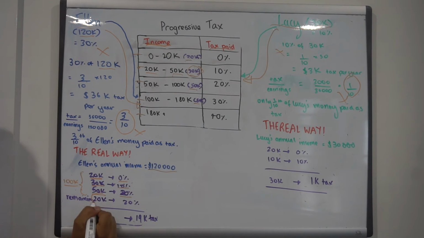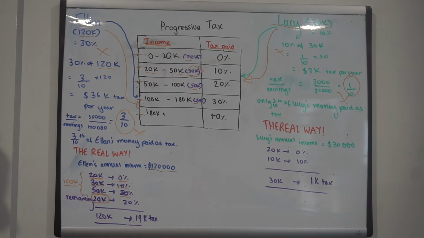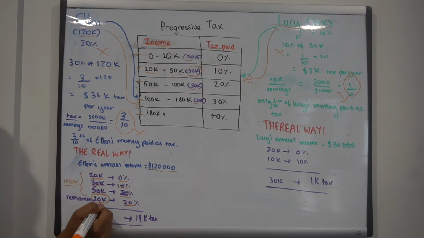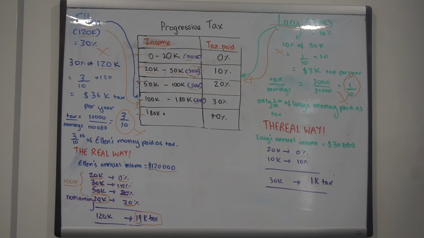So, we still have $20,000 left over from Ellen's income. This $20,000 is now paid in the fourth tax bracket, which taxes 30% income tax. So we pay 30% tax on $20,000. In total, Ellen will pay $19,000 tax. I've done the same for Lucy over here, which shows that she pays $1,000 income tax per year.